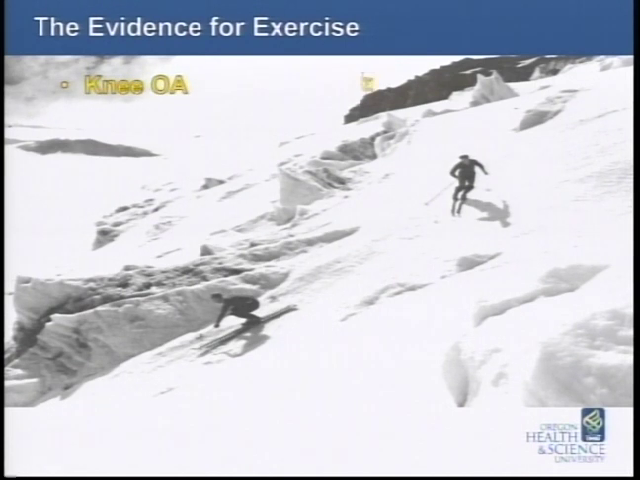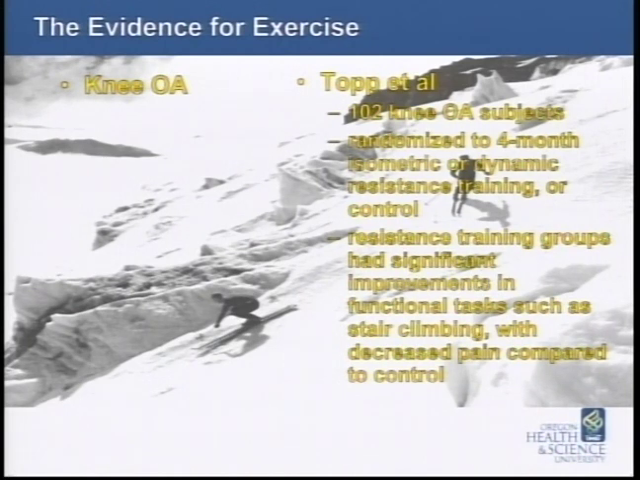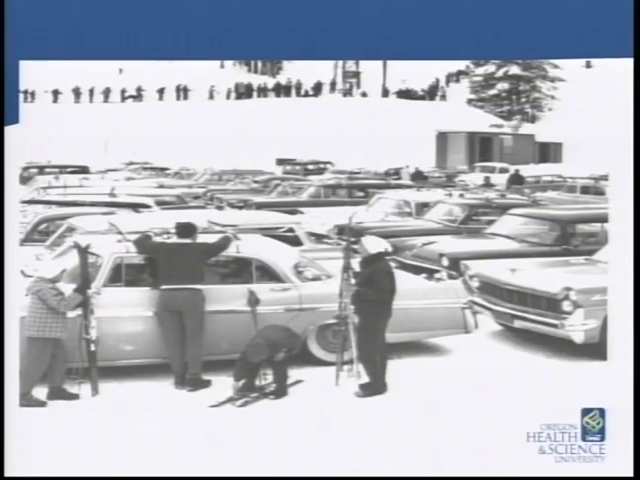This was another nice study looking at knee osteoarthritis. Interestingly, it also had 102 subjects, different authors, so I'm assuming different subjects. They were randomized. So the first study was walking or endurance type exercise. This study was randomized to a 4-month isometric or dynamic resistance training versus control. And what they found was the resistance training group had significant improvements in functional tasks, stair climbing, with decreased pain compared to the control group.